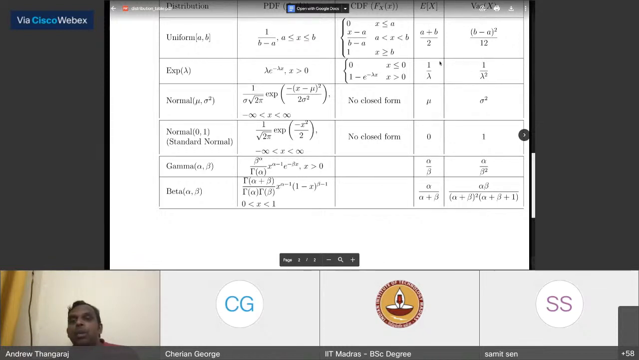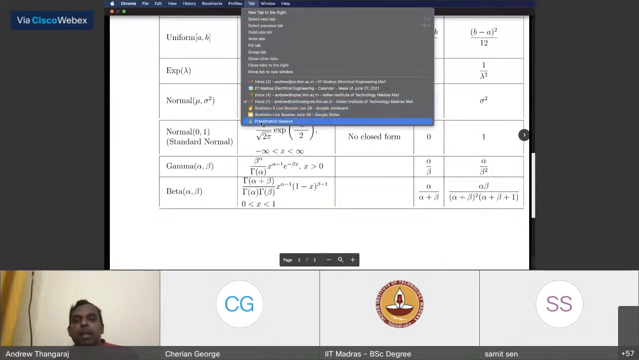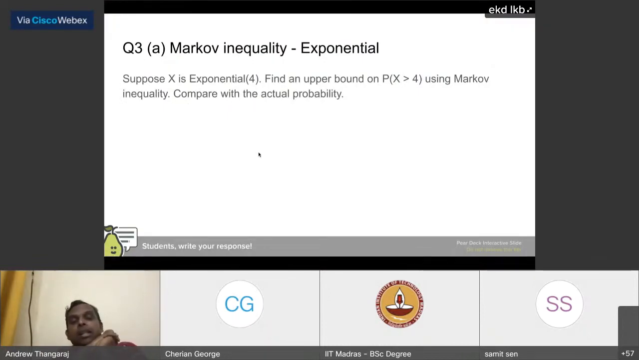A lot of you are complaining about the number of formulas you have to remember. So here is a table to help you. Okay. So this is the question. Okay, so X is Exponential(4). Hopefully you saw from the formula. Yes, yes. That similar table will be available in the exam. No problem. Okay.